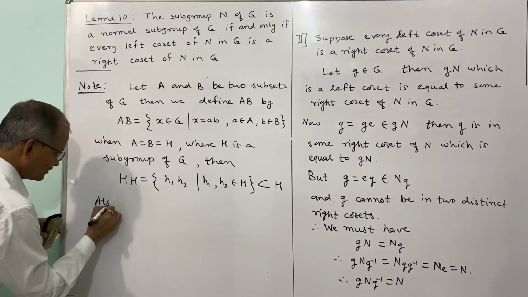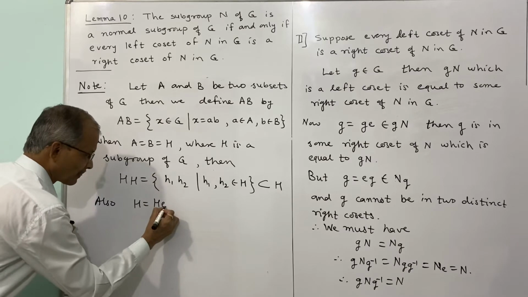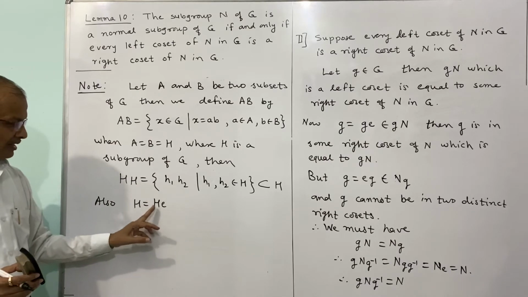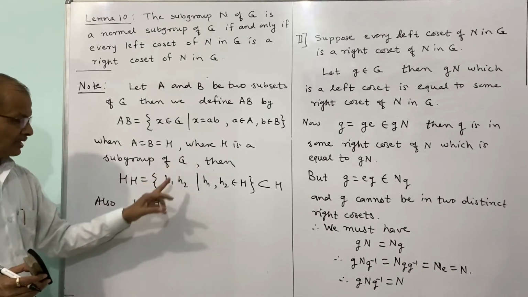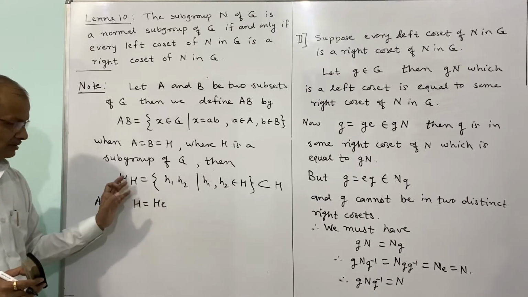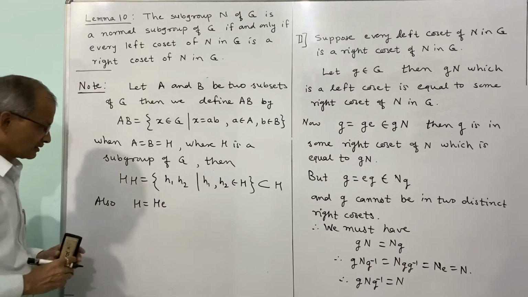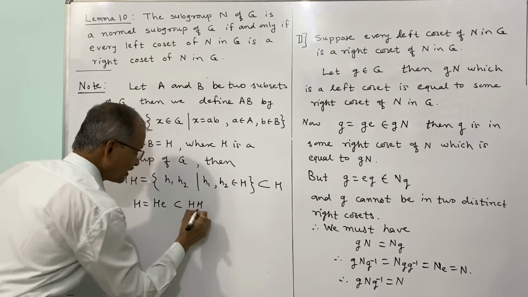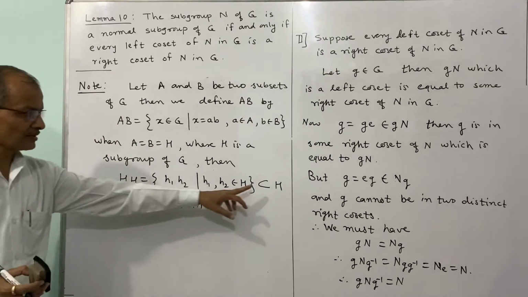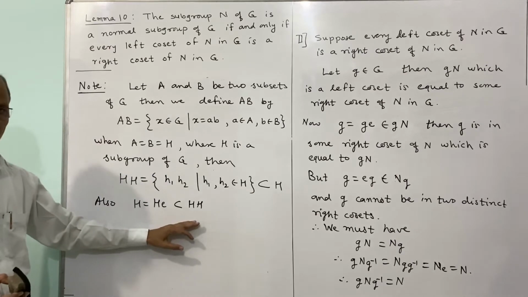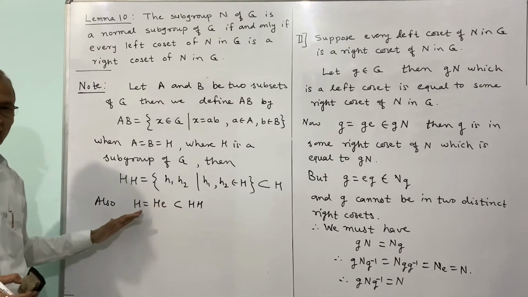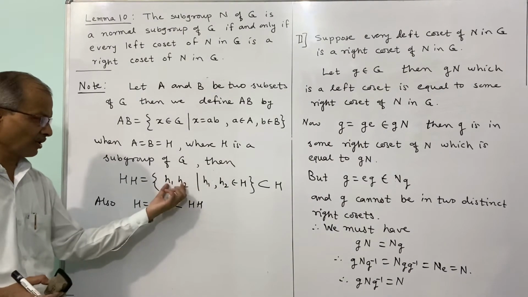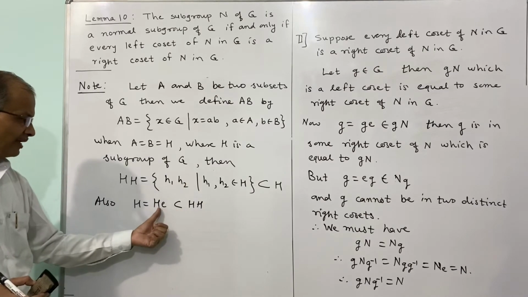Also, H is equal to He, and He is an element of HH, because e belongs to H, H being a subgroup. Therefore He is a subset of HH, and thus H is contained in HH. So what we have is HH is a subset of H and H is a subset of HH, and thus H into H is again H because of only the closure property. h1 belongs to H, h2 belongs to H, the product also belongs to H, and this is an element in this form.